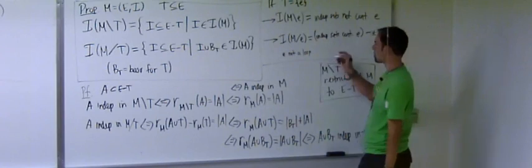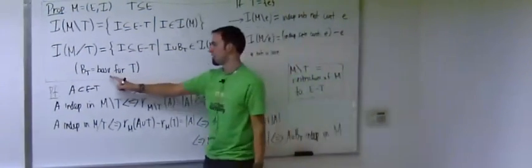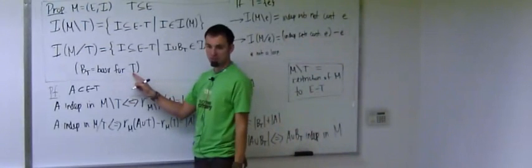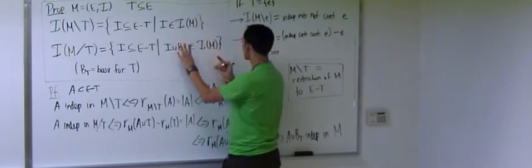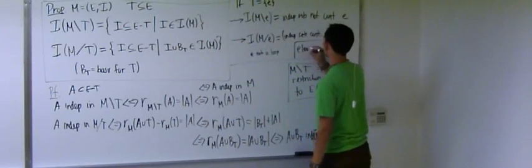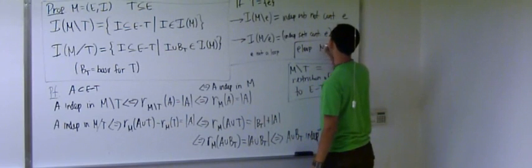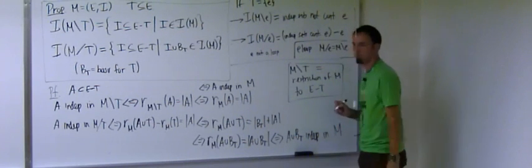What if E is a loop? If E is a loop, then a basis for a loop is the empty set. So this is the empty set, and these two guys are identical. So if E is a loop, then actually they're the same matroid, deletion and contraction.